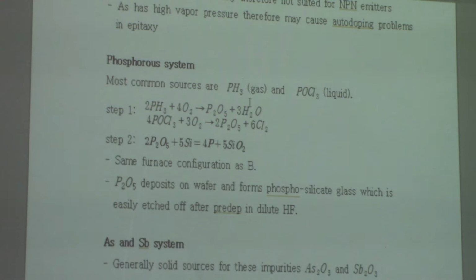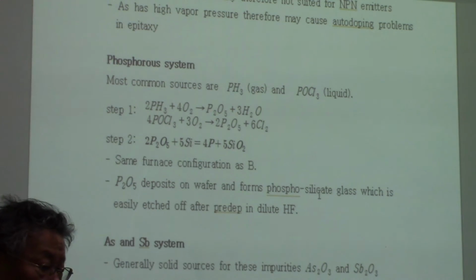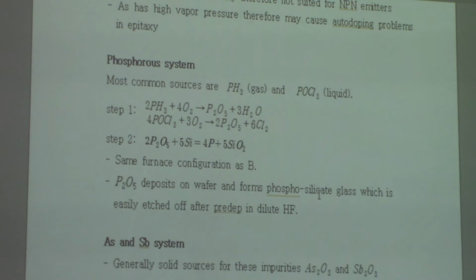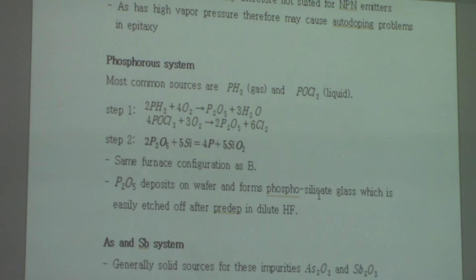For the phosphorus system, we have a gas phase and a liquid phase. The liquid phase is POCl3, which we usually call POCO in industry slang. We have step 1 and step 2, a low temperature and a high temperature zone in the furnace, just like the boron case. And here we have phosphosilicate glass. The silicon oxide is formed during the pre-deposition process, and it has to be etched before drive-in. Otherwise, the phosphorus or boron contained in the silicon oxide continues to supply dopant atoms. It works as a source of dopant atoms during the drive-in process.